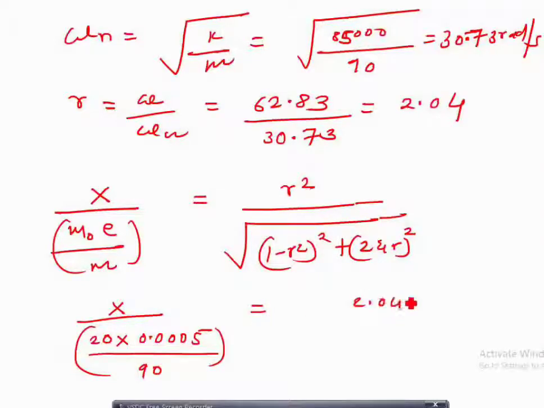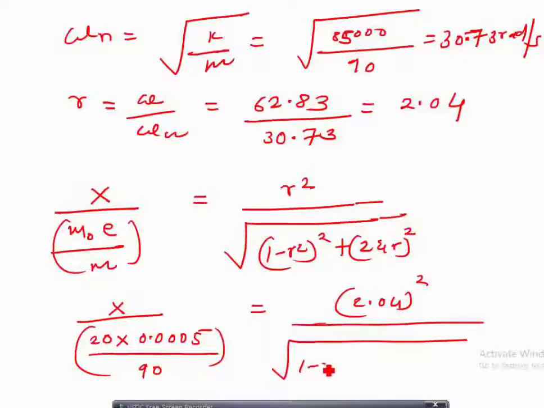We have derived 2.04 raised to bracket square, and in the denominator I have 1 minus 2.04 bracket square, complete whole bracket square, plus 2 into zeta, which is 0.02, into again R, which is 2.04, and then whole bracket square. Finally, by putting into the calculator I am getting x. The steady state amplitude of a forced vibration due to a reciprocating rotating unbalanced body is given by x is equal to 1.46.